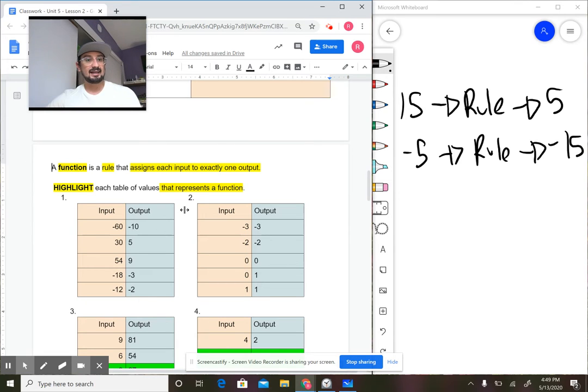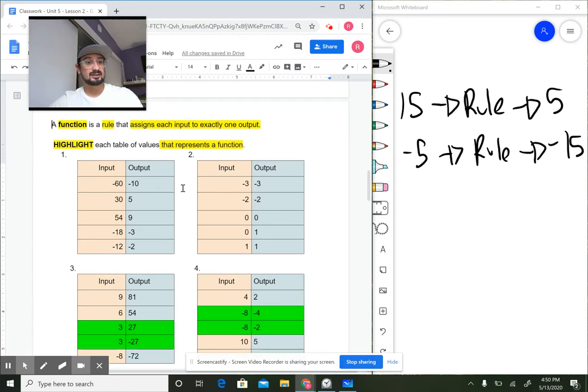So we're going to highlight each table of values that represents a function. So when I'm trying to figure out what represents a function, I will look at the function, see if I can solve if there's a rule happening. And if there is a rule happening, I'm going to check to see if that rule produces one output for exactly one input. So let's look at this.